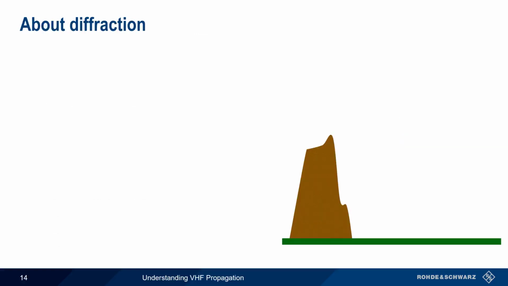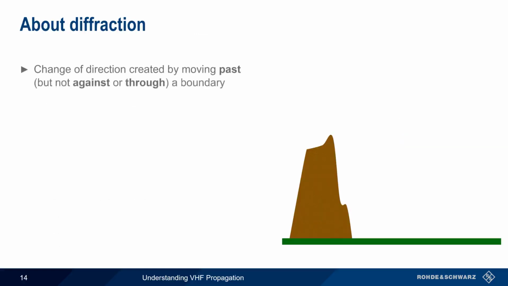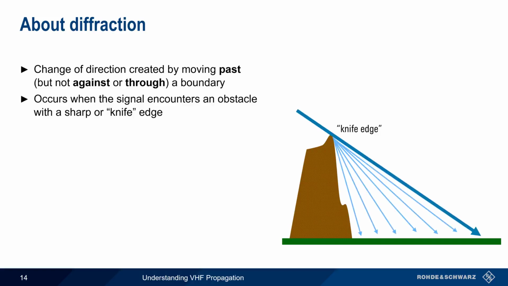Diffraction is different from refraction or reflection in that it causes a change of direction by moving past, rather than through or against, a boundary. Diffraction most often occurs when a signal encounters a sharp or knife edge on an object. Sharp is more or less a function of the edge dimensions compared to the wavelength.